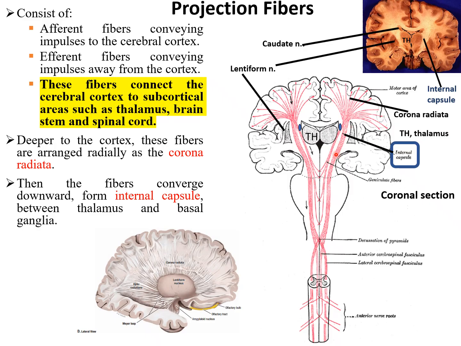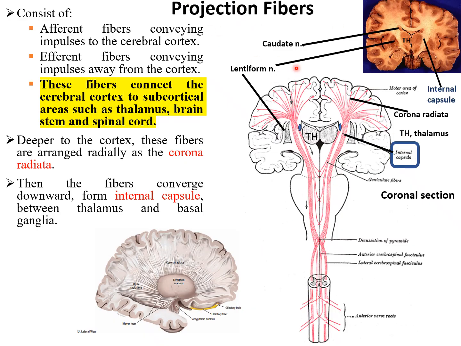This internal capsule goes downward to the midbrain, then pons, and then to the medulla oblongata, where the fibers cross to the other side, or contralateral side, of the spinal cord anterior horn cells. So these fibers are called projection fibers. These fibers could be motor or sensory, and they form tracts. Motor when they go from the cortex to the spinal cord, sensory from the spinal cord to the cerebral cortex.